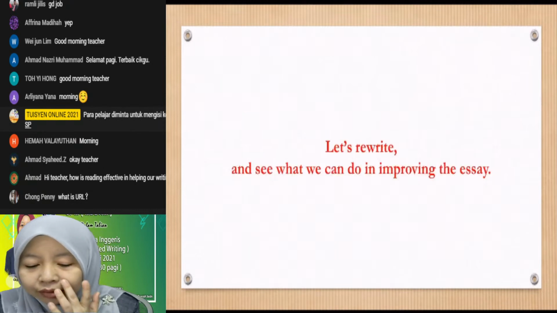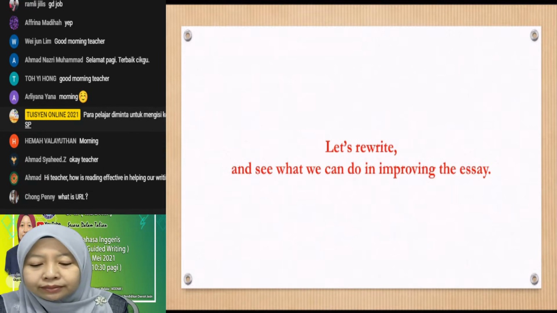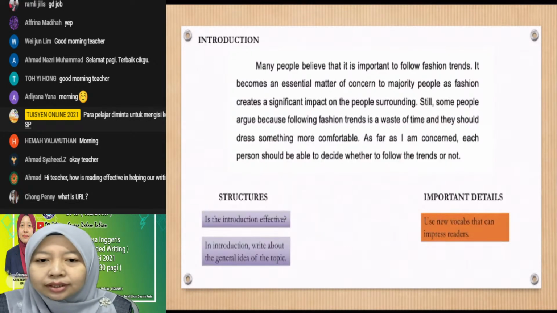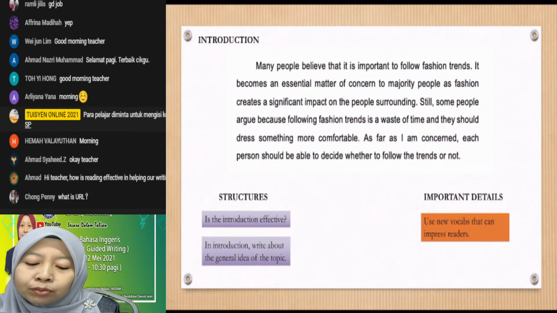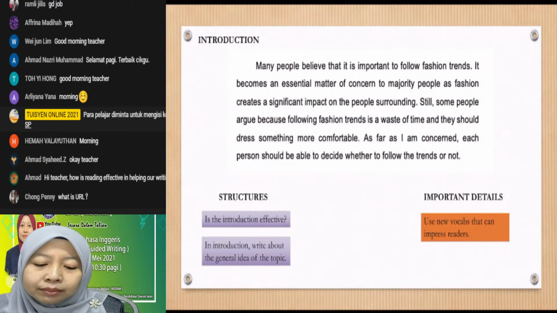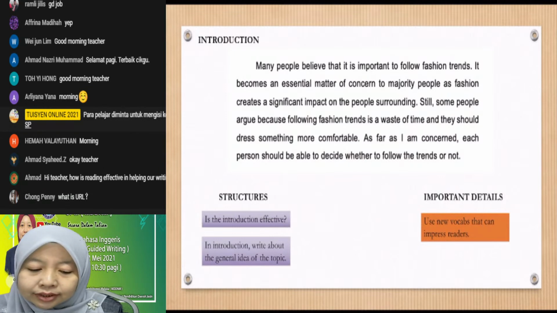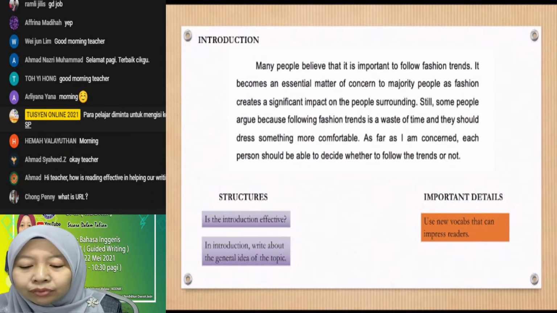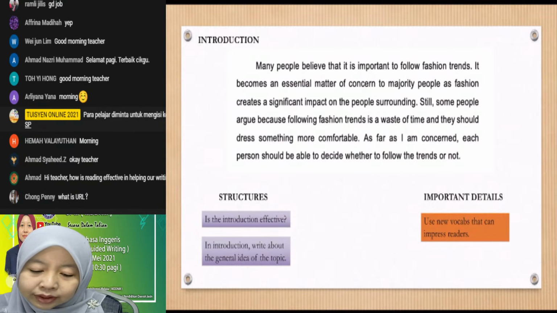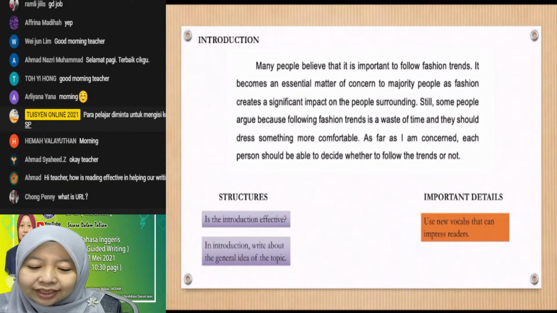Okay, let's rewrite and see what we can do to improve the essay. So this is the introduction. The next step is I will guide you on how you can improve your writing. You need to do your self-check before you do your final submission. Many people believe that it is important to follow fashion trends. It becomes an essential matter of concern to the majority of people as fashion creates a significant impact on the people surrounding. Still, some people argue that following fashion trends is a waste of time and they should dress in something more comfortable. As far as I am concerned, each person should be able to decide whether to follow the trends or not.